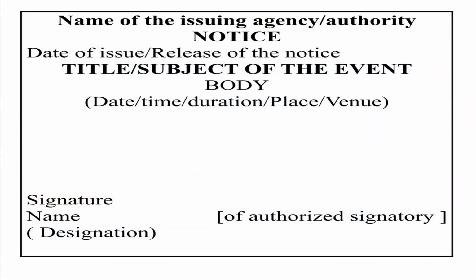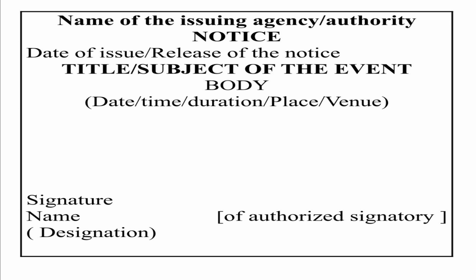Let's look into the format of the notice. A rectangular box needs to be created when we are going to write a notice. In that box, in the top middle portion, the name of the organization or issuing agency or authority will come. Right below it, in the next line, the word notice will come, and then on the left hand side, write the date on which the notice is issued or released.